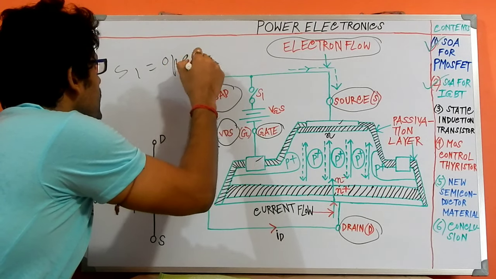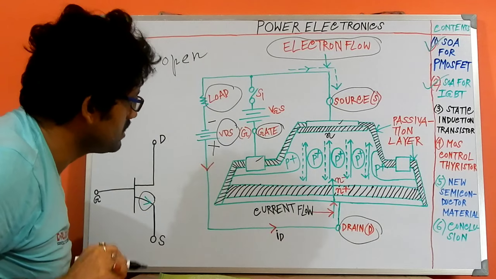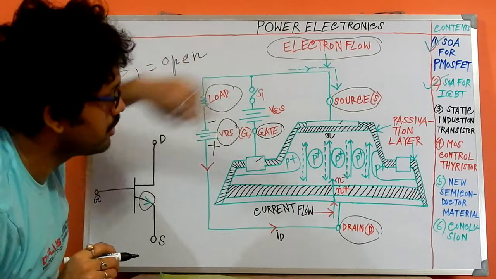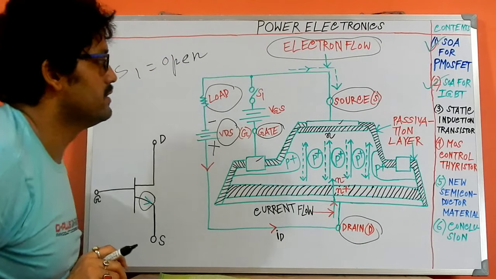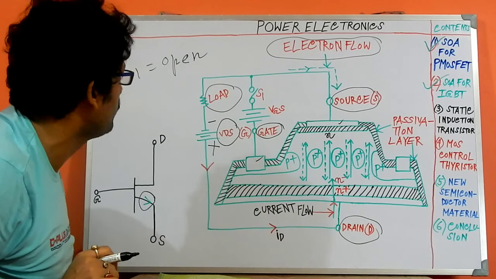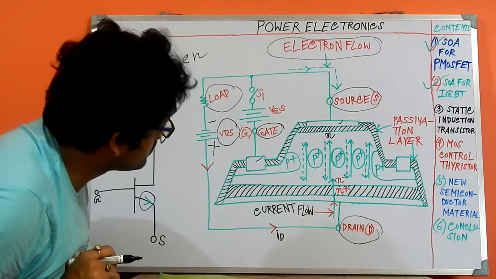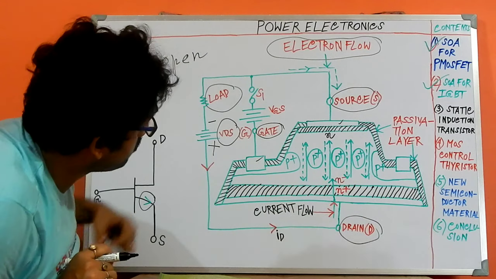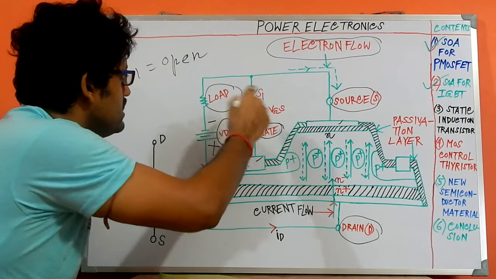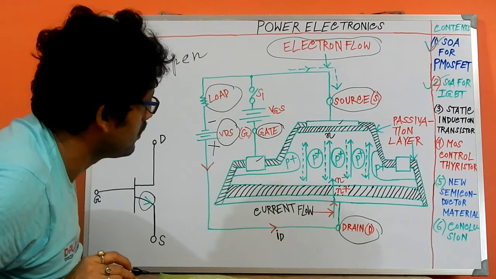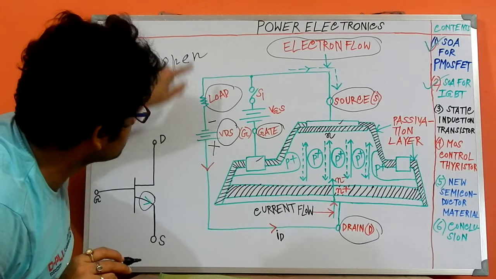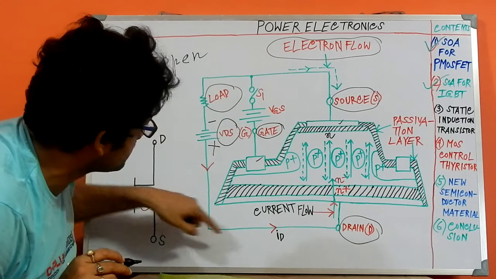So when S1 is open, what is the exact meaning? The same thing applies for our power MOSFET consideration. When the gate source is open, there is no current flowing from drain to source. Why? Because the drain to source is in the reverse biased direction. As you can see, the minus is connected with the source and the plus is the drain.